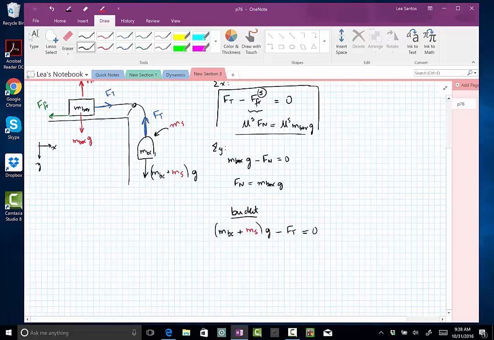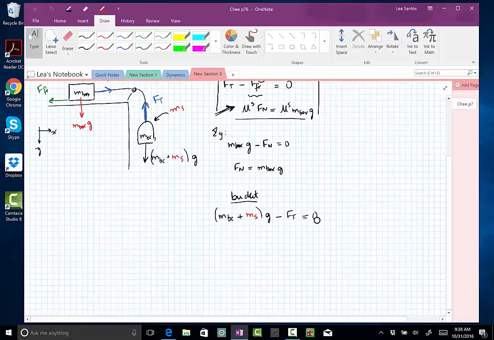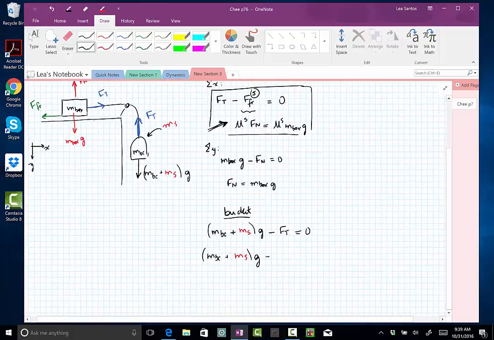Okay, now I have the tension force that we obtained up there when we were using the equations for the box. So I can use this tension force here to now find the mass of the sand. So I'm going to put mass of the bucket plus mass of the sand, g. And now instead of the tension force, I'm going to put what we found here. So it's minus the coefficient of static friction, mass of the box, g, equals 0. So everything here we know, and we can find our unknown, the mass of the sand.